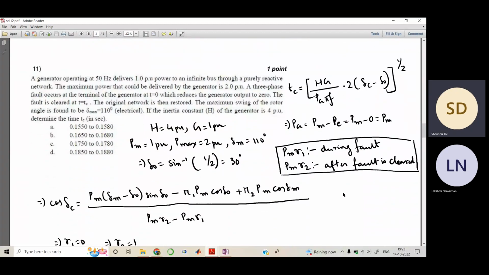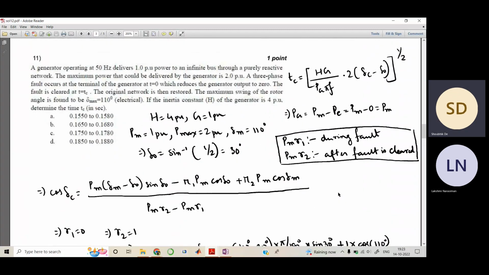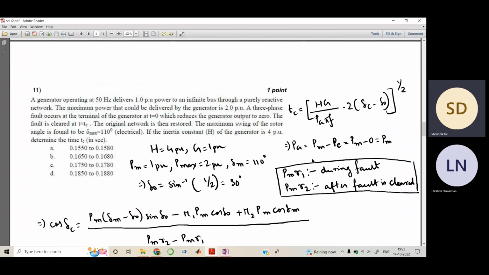Now this is problem number 11. This is also related to this critical angle problem. I hope you know what critical angle is. And one more question, sorry to interrupt.